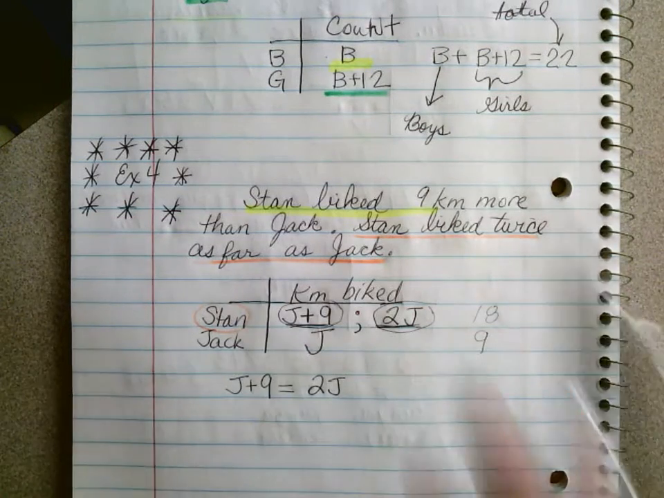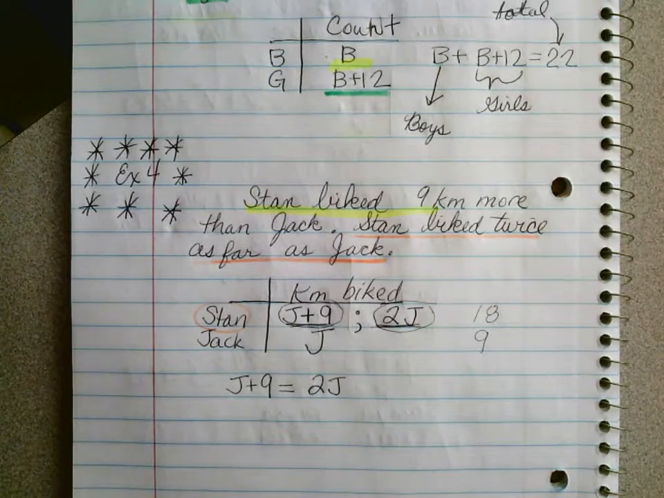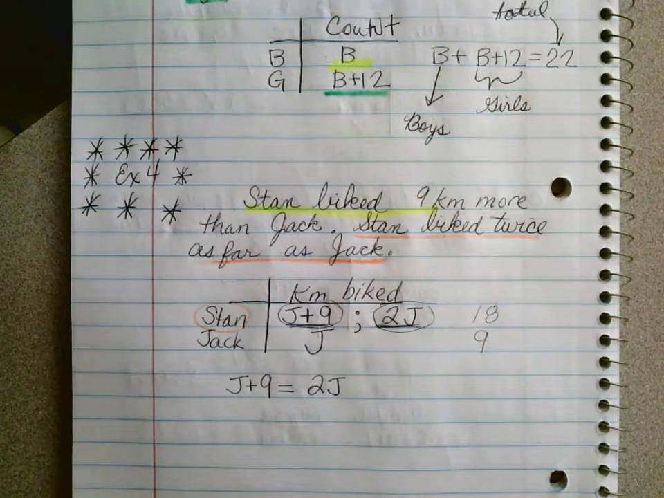Another way this could have been written is Stan biked 9 kilometers more than Jack. Altogether, they biked so many kilometers, right? Then it would be that other setup, Jack and Jack plus 9 equals whatever the sum was. But they didn't give us that information.